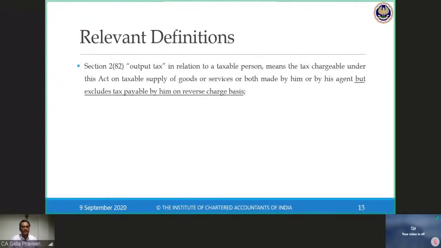Output tax. Now, one of our friends asked a question. Let me just recollect the name. Vinod Kumar. The answer for your question, I'm going to explain through this particular slide, Vinod Kumar. Just let me see. A couple of questions are there. Let me just quickly cover that.